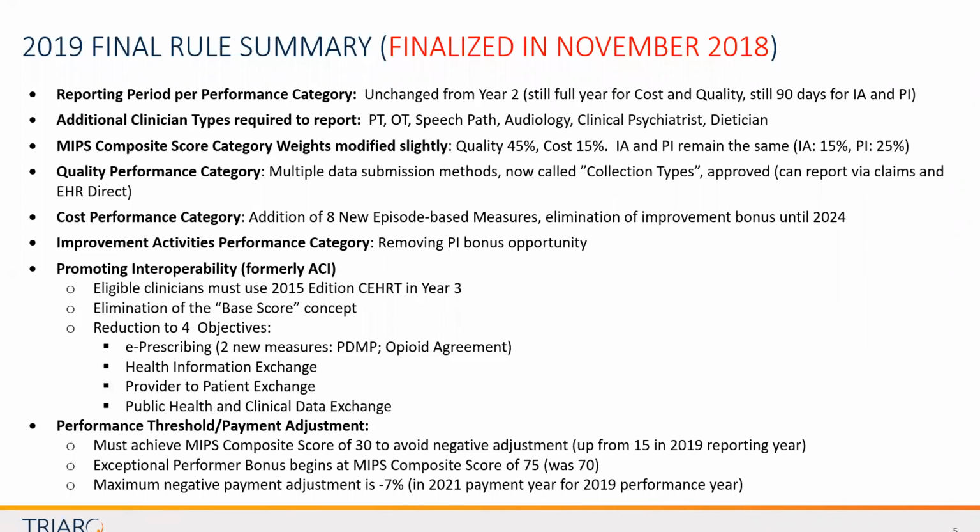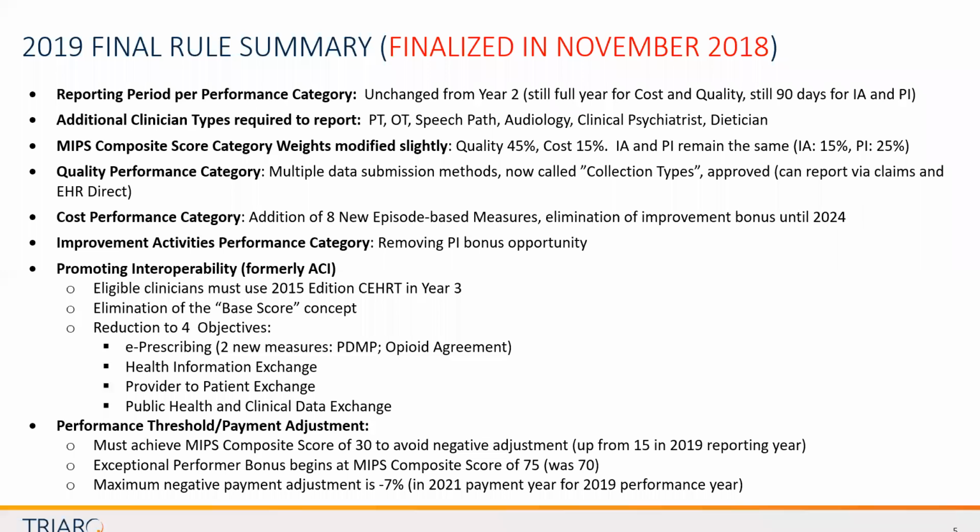There are additional clinician types required to report this year: the physical therapist, occupational therapist, speech pathology, audiology, clinical psychology, and dietitians, all required to report MIPS this year. Important to know what your requirements are, right? And the way I like to help folks think about this is, if you as a physical therapist traditionally participated in PQRS, that was something you did way back in the day, but you never had to report meaningful use. That hasn't changed, right? The intention is really still the same.